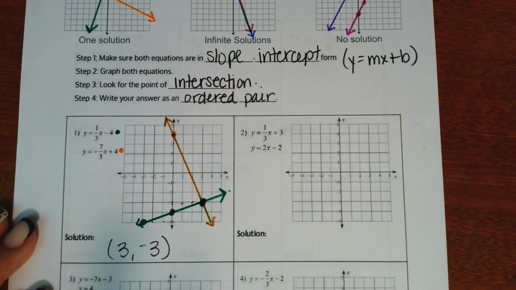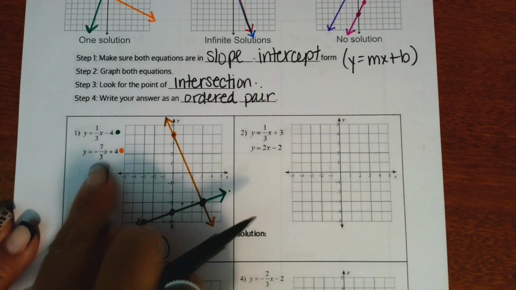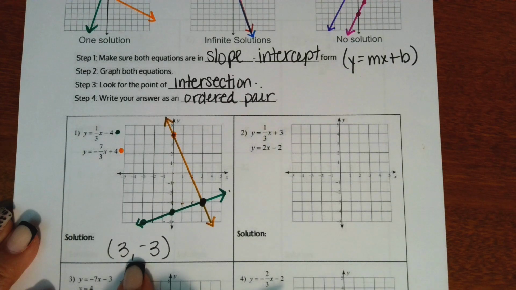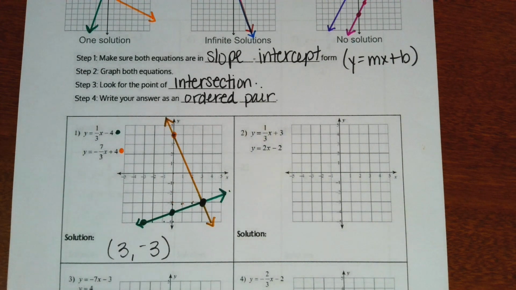Okay? So we are incorporating our graphing skills from Unit 3. And then the new skill is identifying the solution to the system, which is the common point that they share, 3, -3. Okay, all right, let's move on to the next one.